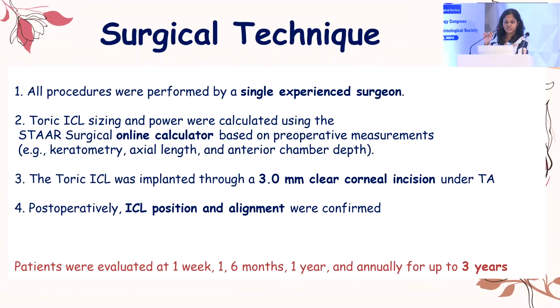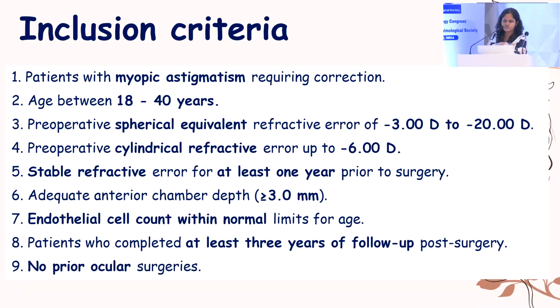After consent, all the procedures were performed by a single experienced surgeon. Toric ICL power and sizing was calculated using an online calculator. The toric ICL was implanted through a 3 mm clear corneal incision under topical anesthesia. Post-operatively, ICL position and vault were confirmed. Patients were evaluated at 1 week, 6 months, 1 year and annually for up to 3 years.